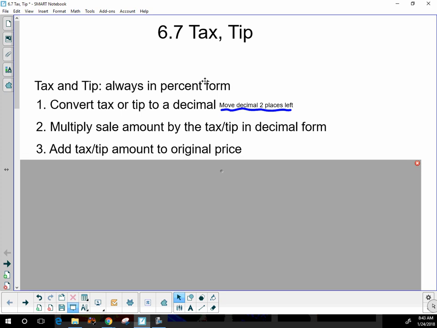Again, like I said, it was $24. So you add that tip to your original price. So even though I spent $20, I tipped $4. My total that I would give her would be $24.